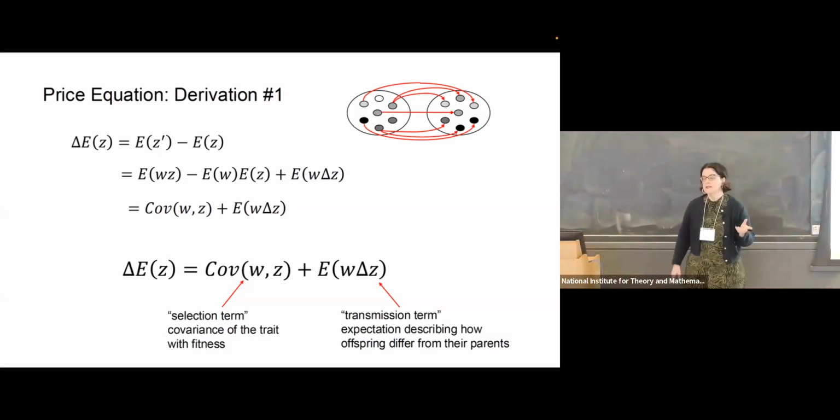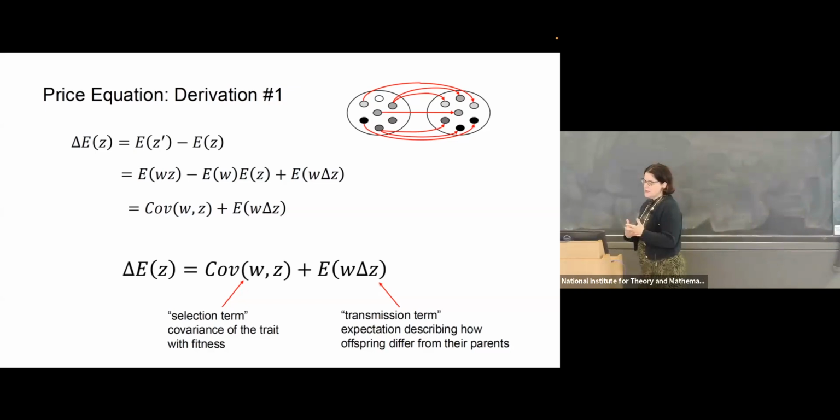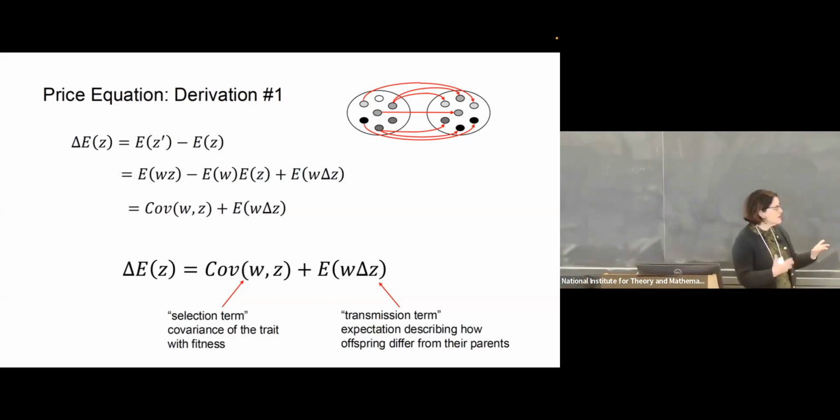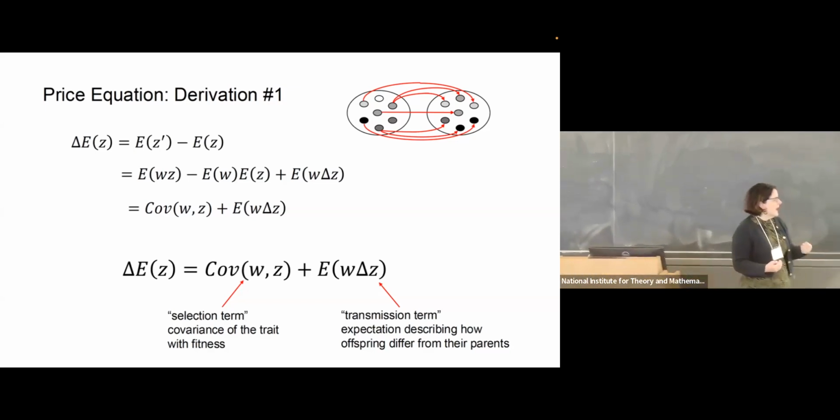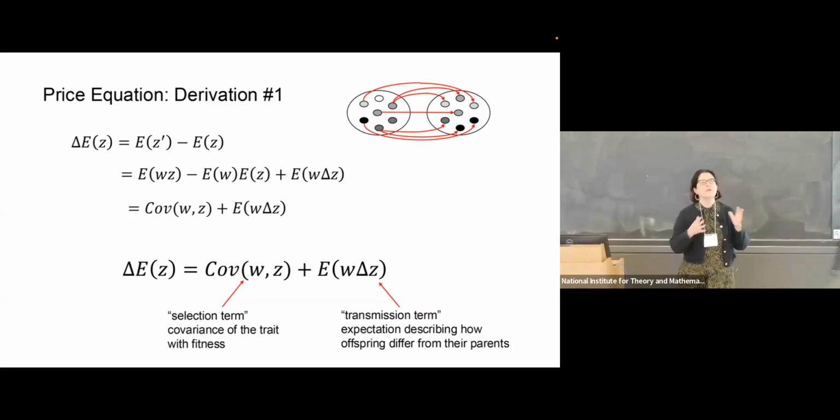The covariance is sometimes called the selection term. So the selection term is the covariance of the trait with fitness, right? And that makes sense, right? If we imagine that the trait, the darkness of my oval, covaries with fitness, say positively. I give more offspring if I have a dark oval, then yeah, I'm going to increase the overall value of the shade. It's going to be darker in the next generation.